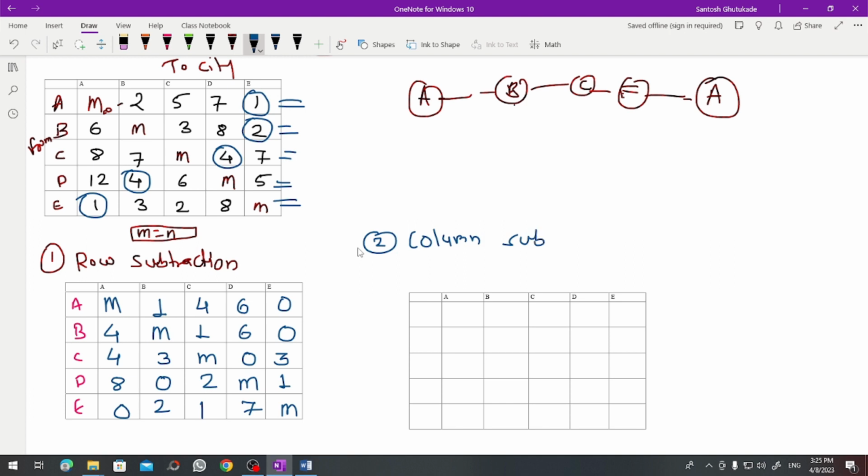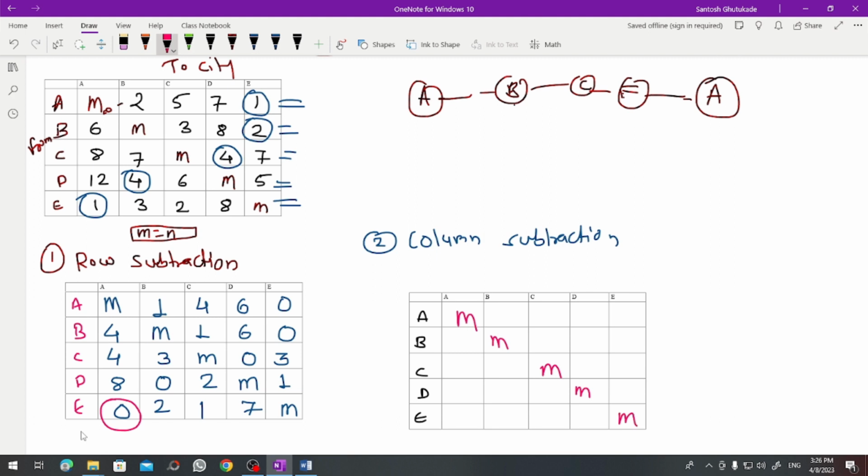In column subtraction, like row subtraction, we take the smallest element from the column. I will write here the cities A, B, C, D and E. Now we have to solve step number 2, column subtraction, selecting the smallest element from the column. In the first column, the smallest element is 0. Now subtract this 0 from all the elements of that column. Initially I will write the diagonal element M as it is, because at the diagonal element there is no value.